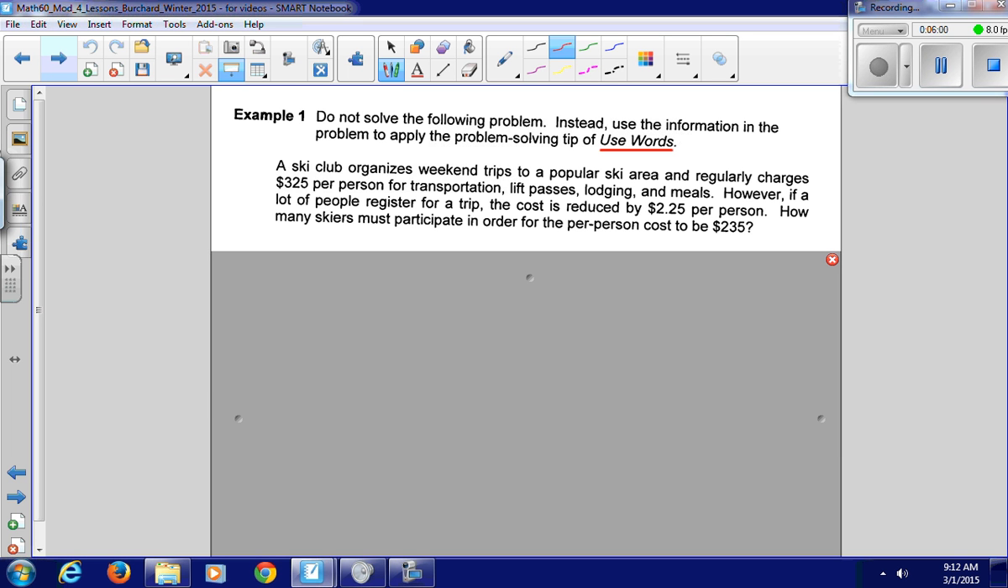So here's our example problem for this one. It says, do not solve the following problem. Use the information in the problem to apply the problem-solving tip of use words. The ski club organizes weekend trips to a particular ski area and regularly charges $325 per person for transportation, lift passes, lodging, and meals. However, if a lot of people register for a trip, the cost is reduced by $2.25 per person. How many skiers must participate in order for the person-to-person cost to be $235?